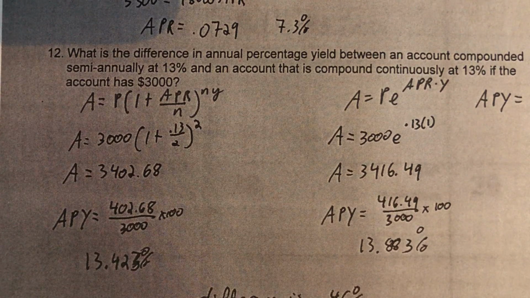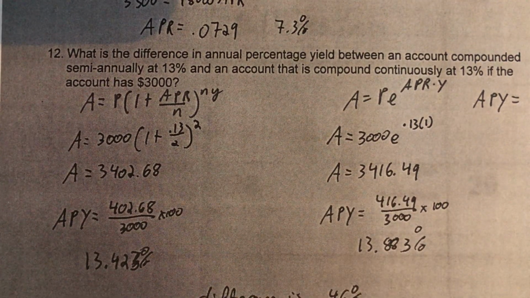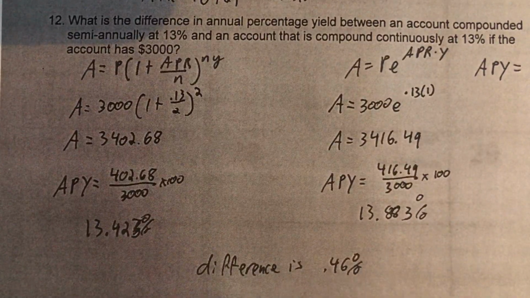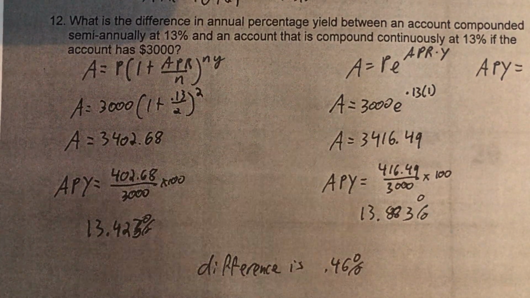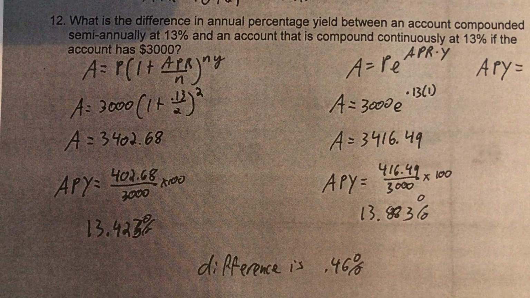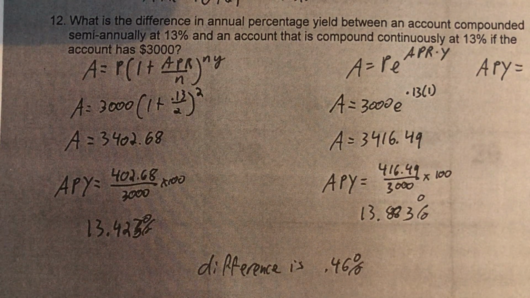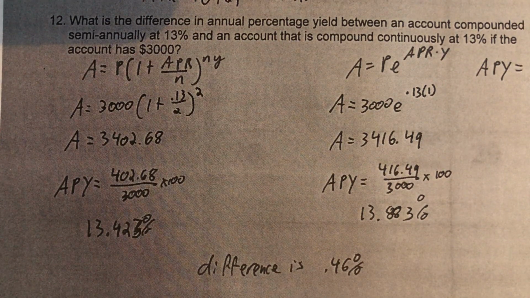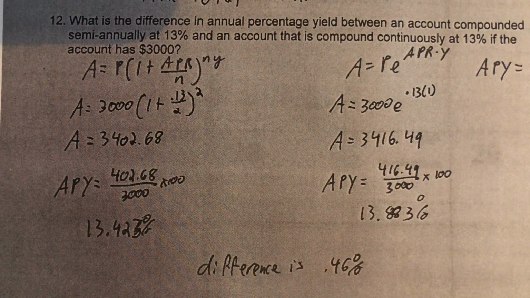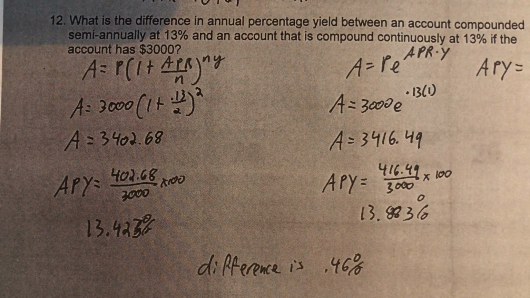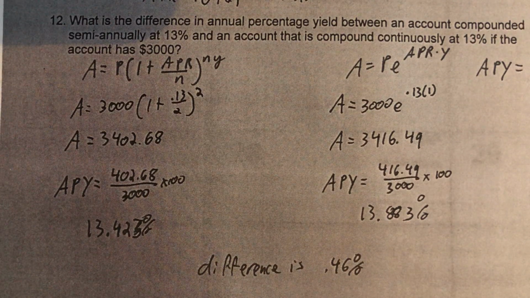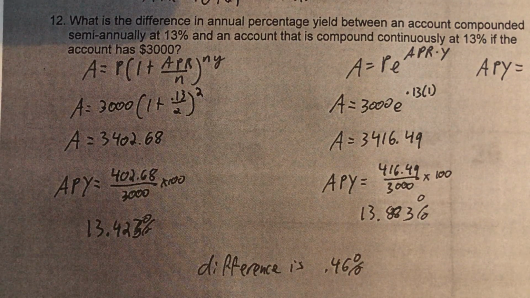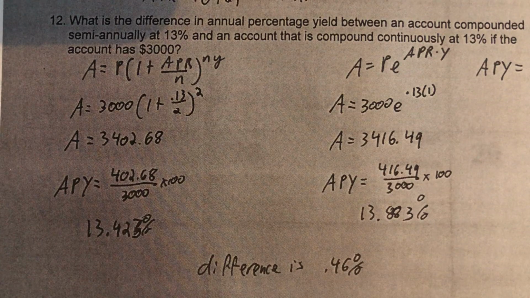Okay, so that's all the problems. Once again, make sure you use the correct formula. That is probably the biggest mistake on this test, using the wrong formula for the problem that was asked. So continuous is e, simple gets its own, and then everything else would be the compounded: semi-annual, annual, monthly, daily, and so forth and so forth.